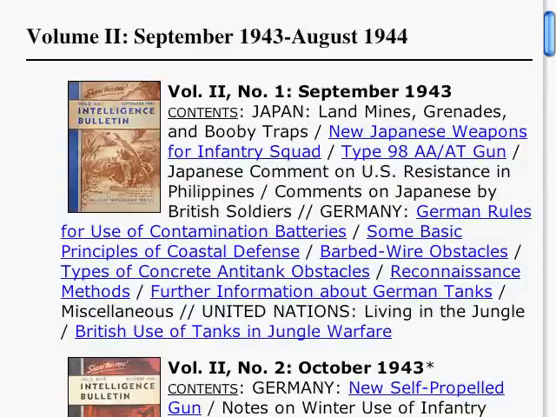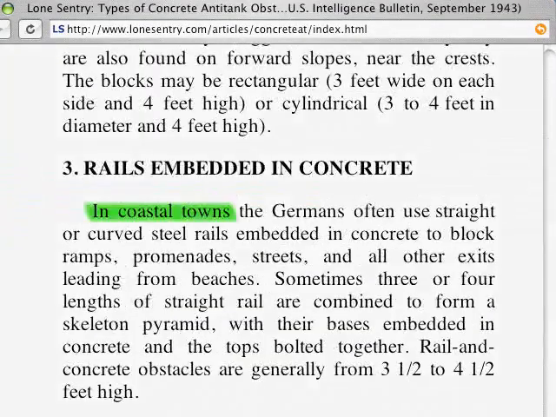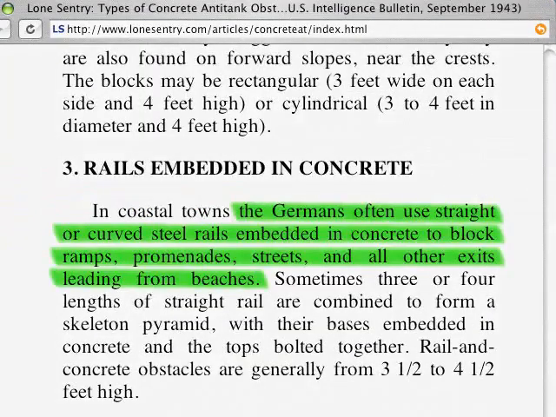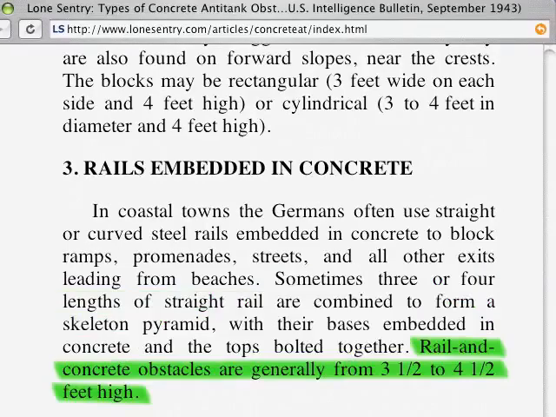Going to the September 1943 issue, to an article called Types of Concrete Anti-Tank Obstacles. We scroll down and read: in coastal towns, the Germans often use straight or curved steel rails embedded in concrete to block ramps, promenades, streets, and all other exits leading from beaches. Sometimes 3 or 4 lengths of straight rail are combined to form a skeleton pyramid, with their bases embedded in concrete and the tops bolted together. Rail and concrete obstacles are generally from 3.5 to 4.5 feet high.